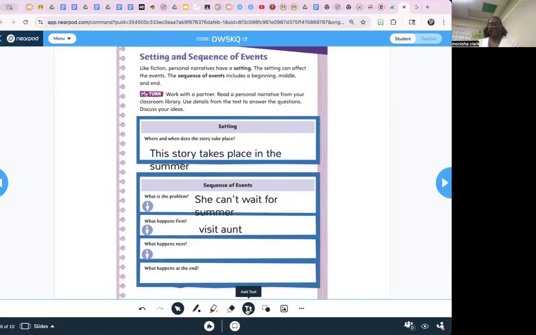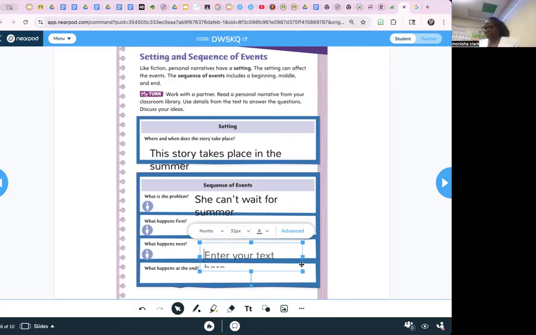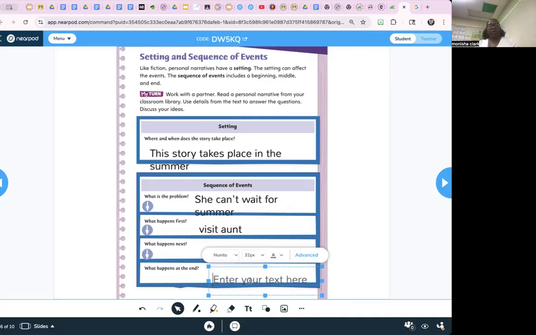Then what happened next? She stayed up late watching movies. So she stayed up late watching movies. I'm just going to put watching, watched movies. But we know it's because she stayed up late. She liked to stay up late. And next we have she worked on a scrapbook. Scrapbook. Okay.